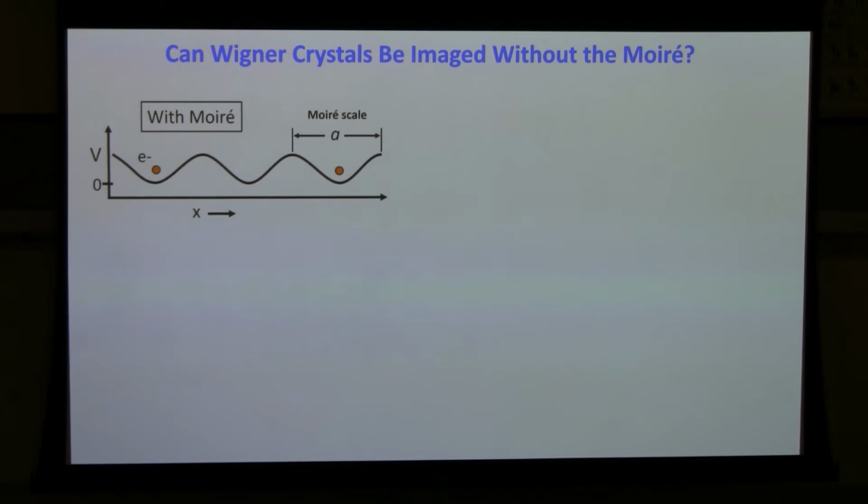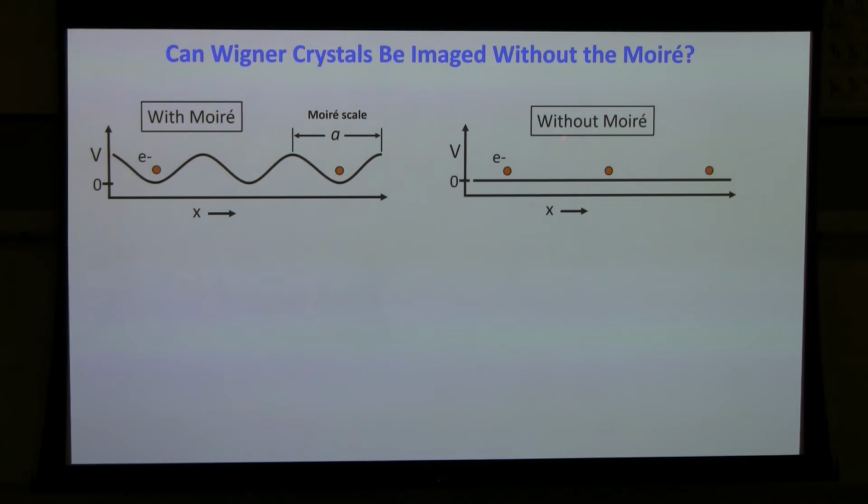Can we then see the Wigner crystal? I just showed you how we can see the generalized Wigner crystal in the presence of this lattice. But what happens if we take away the lattice? Now can we see the electrons crystallize without a lattice? They should. The predictions are that if we reduce the density, they should crystallize. So that's what we went after, to see if we could see that.